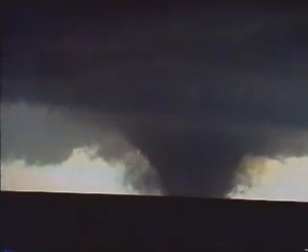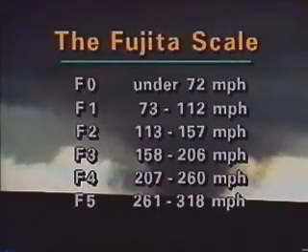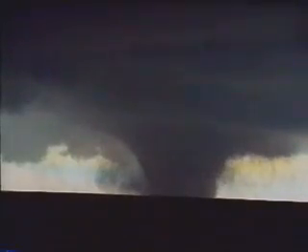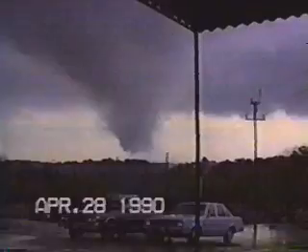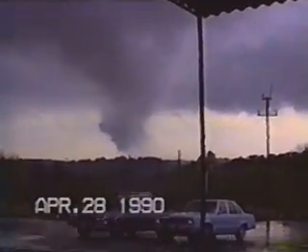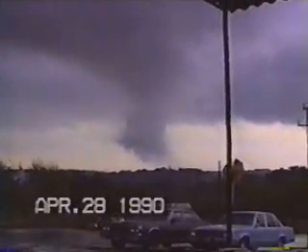Professor Fujita also calculated a range of wind speed values for each category. These are the estimated wind speeds needed to produce the 6 levels of damage. More than half of all tornadoes are in the F0 and F1 categories and are called weak tornadoes.